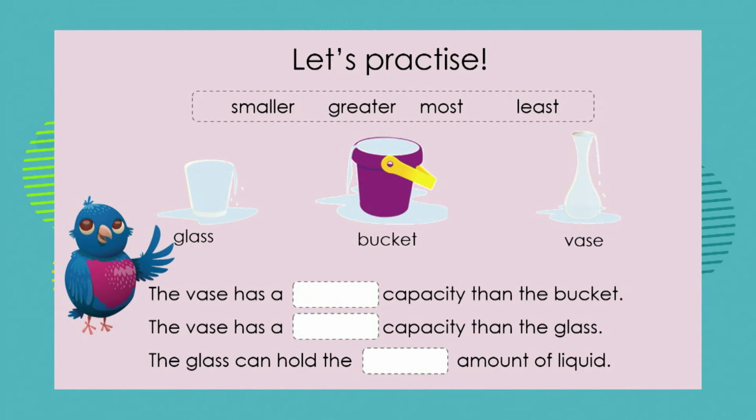Again, we have a word bank. Let's look at the words. This time we have smaller, greater, most, least. And now we are going to compare three objects. Let's look at the objects. We have a glass, bucket, and vase. And what word would you use to describe the capacity of these three objects? Would you say that they are full, empty, half full, or overflowing?